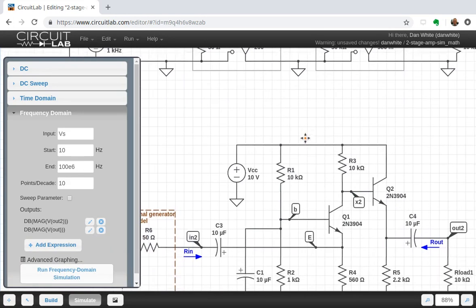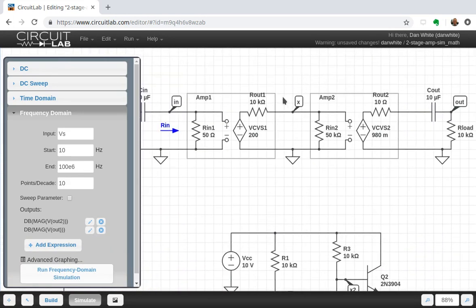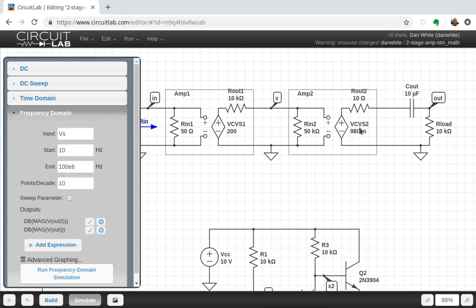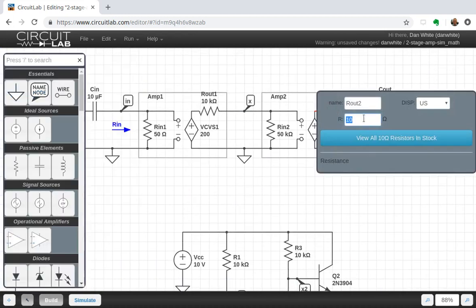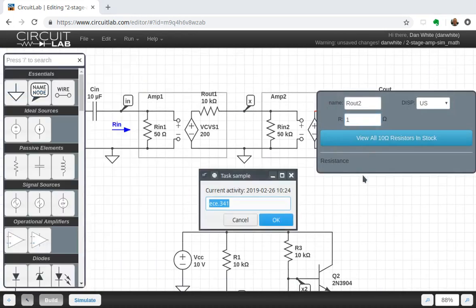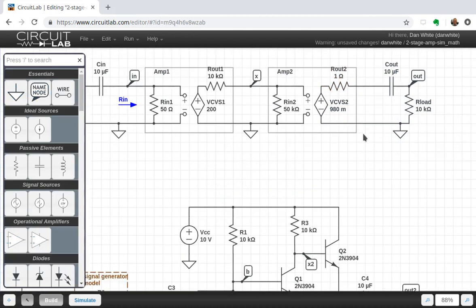If I view this as two amplifiers in cascade, this is my Q1 amplifier. My small signal analysis says its input impedance is about 50 ohms. Output impedance is around 10K. That's not an exact number. An open circuit voltage gain of 200 attached to this one. And it's a follower, so it has a gain that's near 1. An output impedance that's very low. I think in this case it's actually closer to 1 ohm. Maybe I'll change that. 1 ohm. All right, won't make much of a difference.